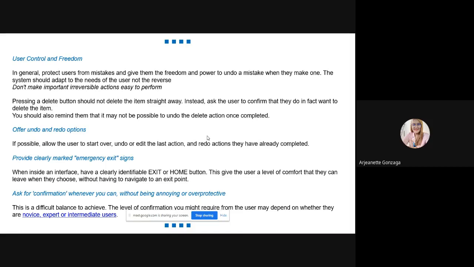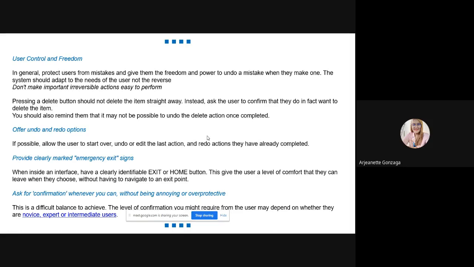Dapat alam nila yun. Okay, so after undo and redo options, if possible, allow the user to start over or undo or edit the last section and redo actions they have already completed. So this is very useful kapag gumagawa na kayo ng inyong mga thesis. So kailangan tandaan nyo tong mga tips na to.